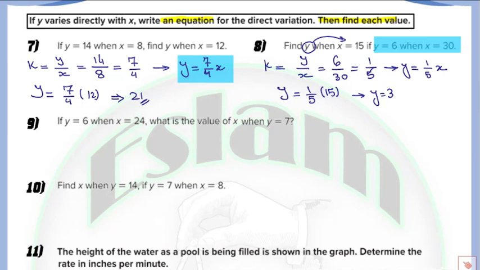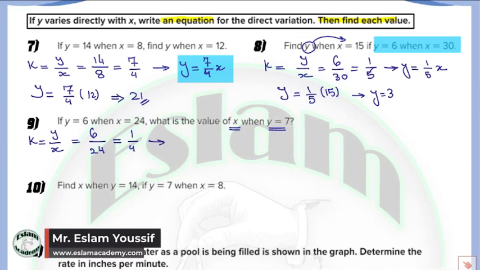If y equals 6 when x equals 24, we need to find the value of x when y equals 7. So number 1, all we have to do is find the constant rate of change, which equals y over x. k is equal to 6 over 24. The simplest form now will be equal to 1 over 4. Once we find k, we can write the equation. So y now will be equal to 1 over 4 x.